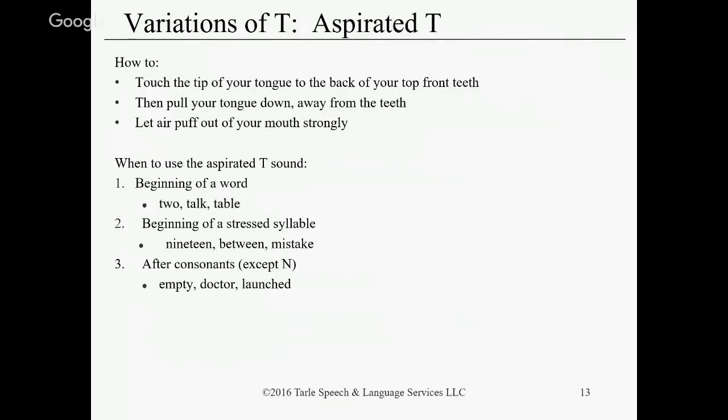The fourth variation of the T sound is an aspirated T. So you're going to touch the tip of your tongue to the back of your top front teeth. Then you're going to pull your tongue down away from the teeth. The difference on this sound is the air is really going to puff out of your mouth strongly, okay? So it's aspirated. There's that sound that comes out.